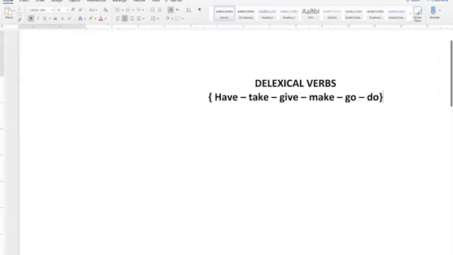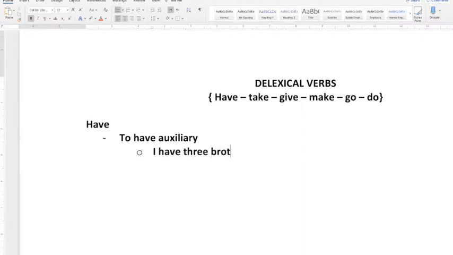I'm going to start first of all with the first one. The first word that we have is actually the verb have. So far, you have learned have as a to have auxiliary, for example, I have 3 brothers. He has a nice car.